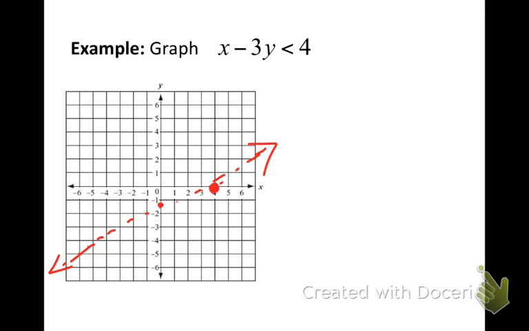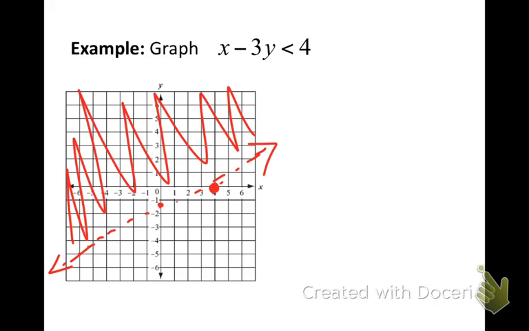Tester point. Whenever any of these are in standard form, 0, 0 is awesome. Is 0 less than 4? Yes. So that means I want to shade where 0, 0 lies, which means we're going to shade above. Now, just for fun and practice, because there's going to be 2 on your classwork that you're going to get, where you get an x and y intercept of 0, which means you don't get 2 points on your graph.